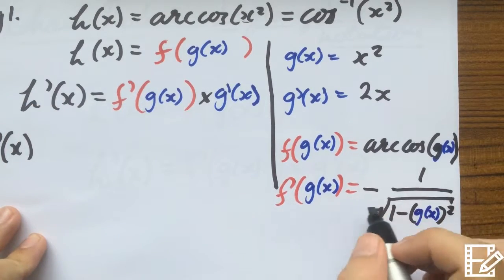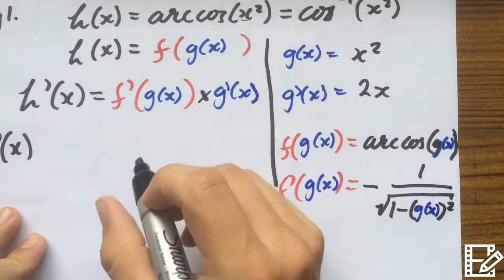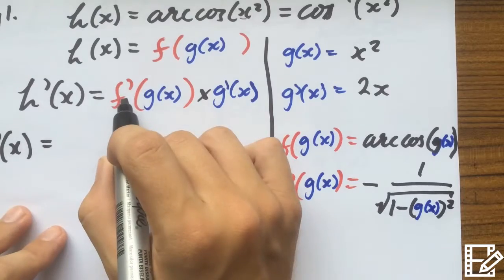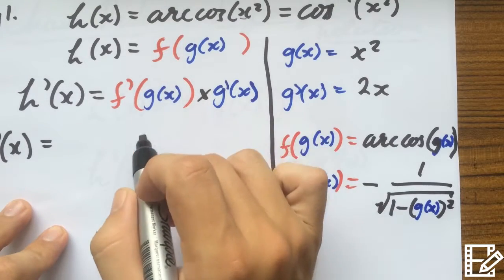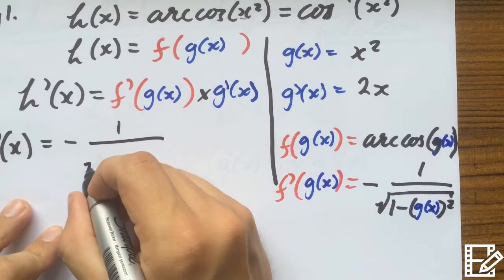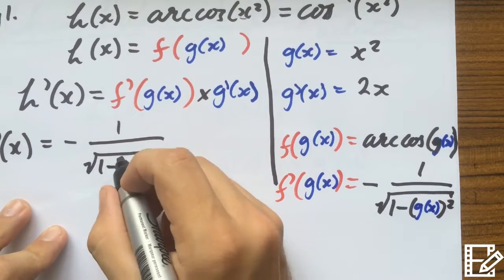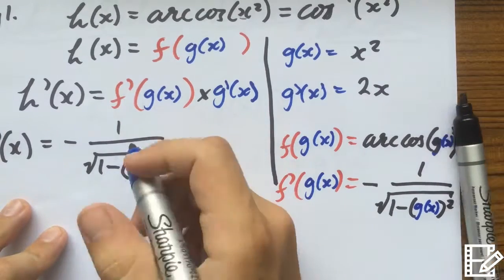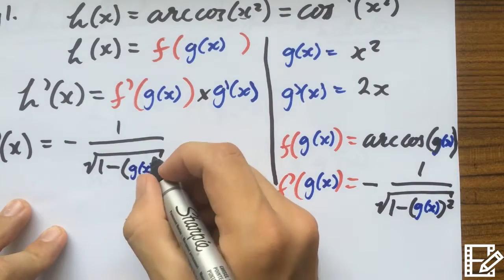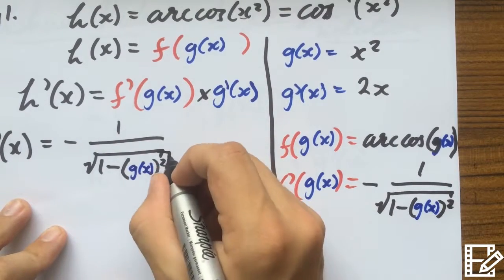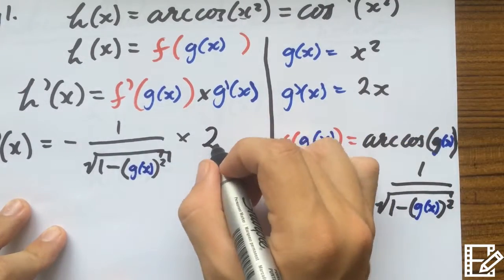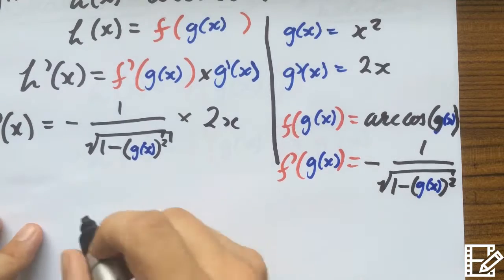Now we've got what we need, so we're going to fill this in. What do we need? We need the derivative of f, leaving g(x) alone. That's -1 over the square root of 1 minus g(x) squared, multiplied by the derivative of g(x). The derivative of g(x) is 2x.